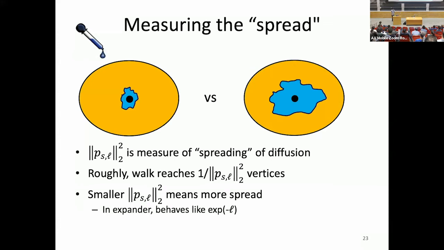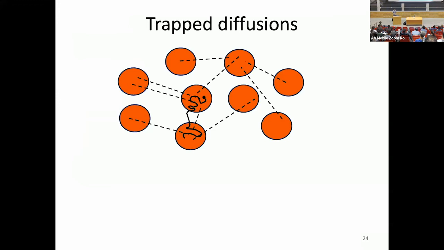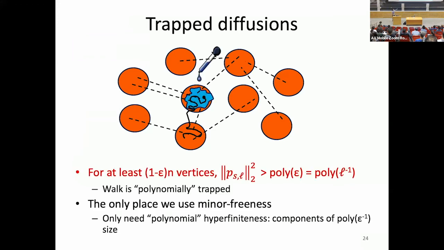Now, if you go and do the math for a hyperfinite graph, if you take the hyperfinite decomposition, you can kind of believe that your diffusion will probably get trapped in your piece. You have to work through the math a bit. It's just some Markov and some calculations, but we can show that for at least a 1 minus epsilon fraction of the edges, so for almost all the vertices, the 2 norm squared is at least polynomial in 1 over L. So the decay is only polynomial, not exponential like in an expander. Indeed, you could get like 1 over L squared, if you do the math carefully. This is the only place where minor freeness is actually used in this entire result.